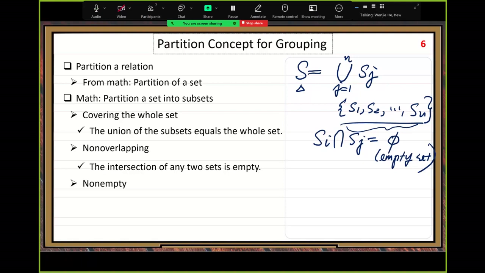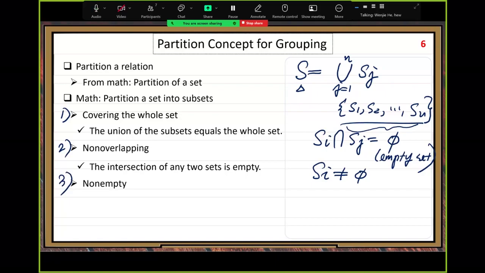And the non-empty condition. Each Si cannot be the empty set. Otherwise, you remove it from your partition. So none of the subsets in the partition can be the empty set. We know the empty set is a special set. In order to get a partition in math, you need these three conditions: condition 1, condition 2, and condition 3.